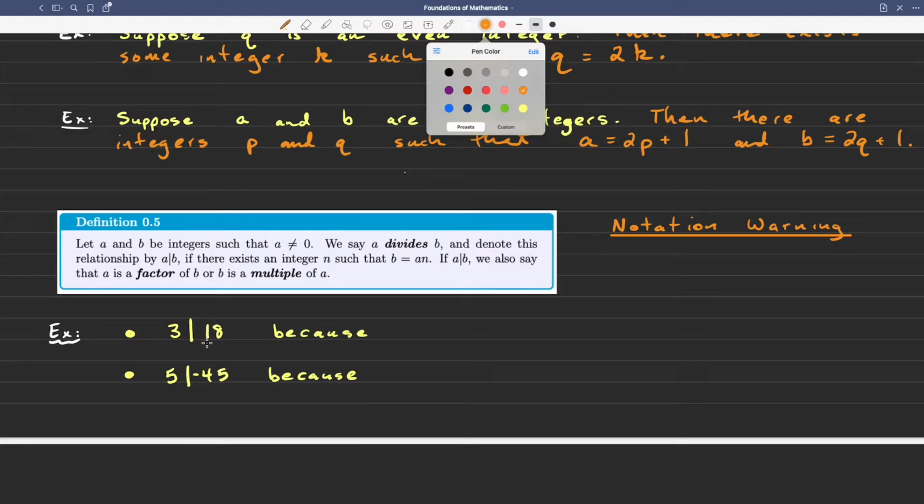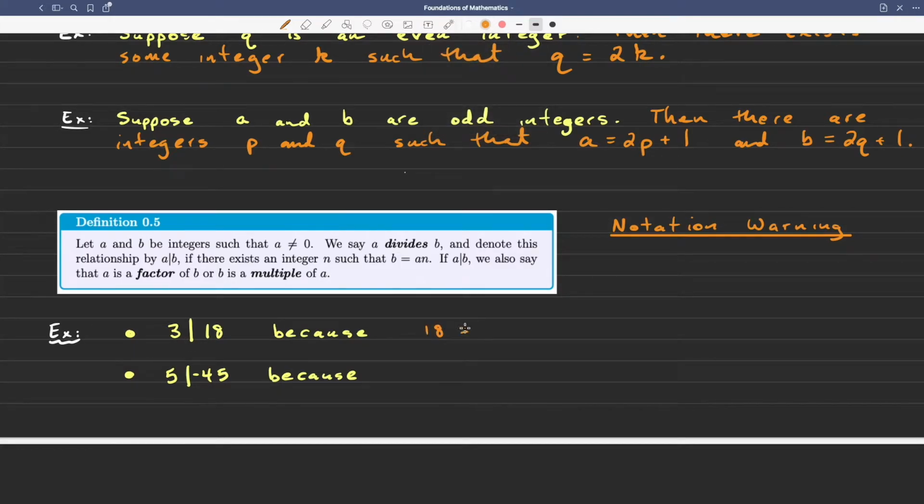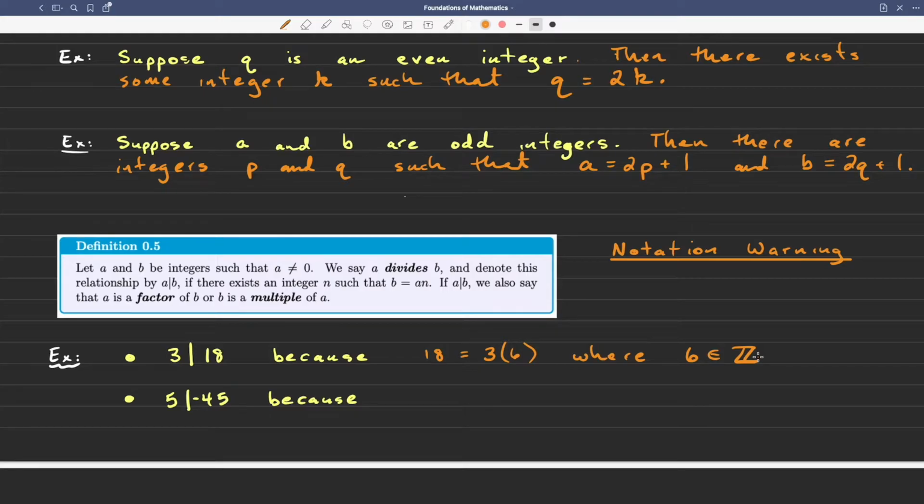Why can we say 3 divides 18? Well, we can say that because 18 is equal to 3 times an integer. What integer is that? Well, of course, that would be 6. And then similarly, we can say 5 divides negative 45. Don't be put off that there's a negative number there. The definition allows for negative numbers.